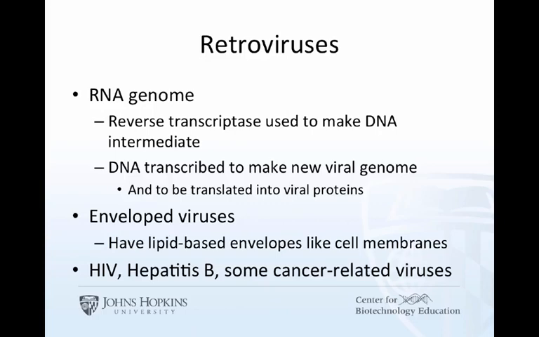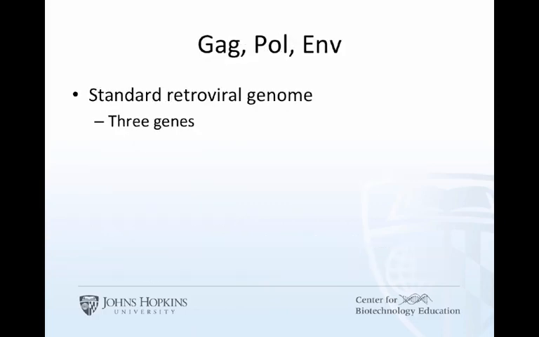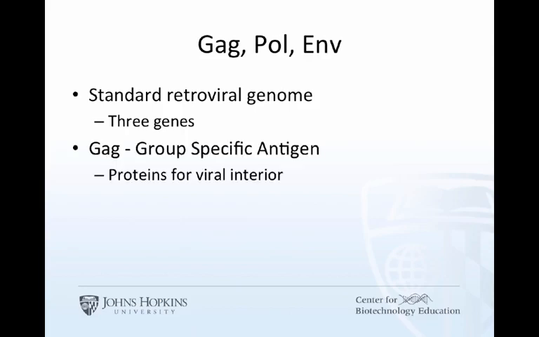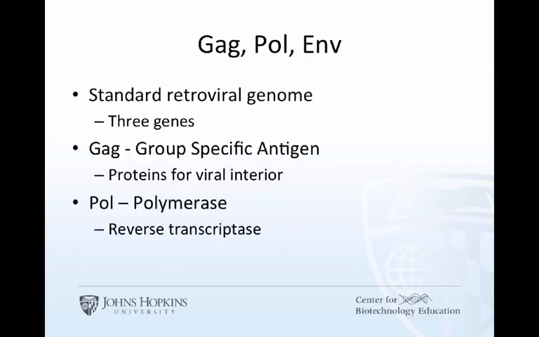The basic retroviral genome has only 3 genes. Often, the protein-gene products are cleaved into smaller proteins. GAG is the group-specific antigen, which makes proteins that are needed for the interior of the virus. Pol is the polymerase. For retroviruses, that is reverse transcriptase.